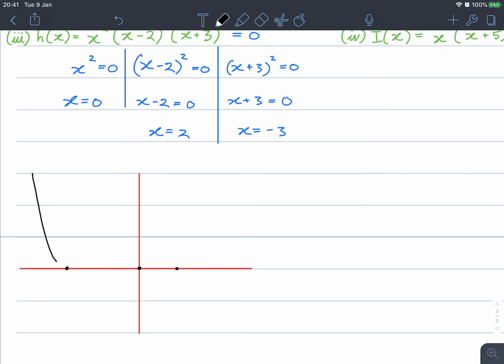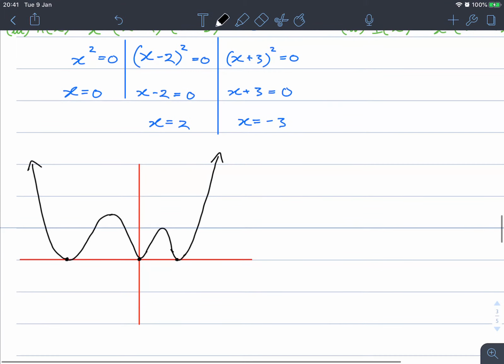Here's 1, 2 turning points, 3, 4, and 5. It should look something like this. I'm not entirely sure what the heights of these are, although that's not what we are looking for in this exercise. We're just looking for the roots and the general shape of what the polynomial might look like.